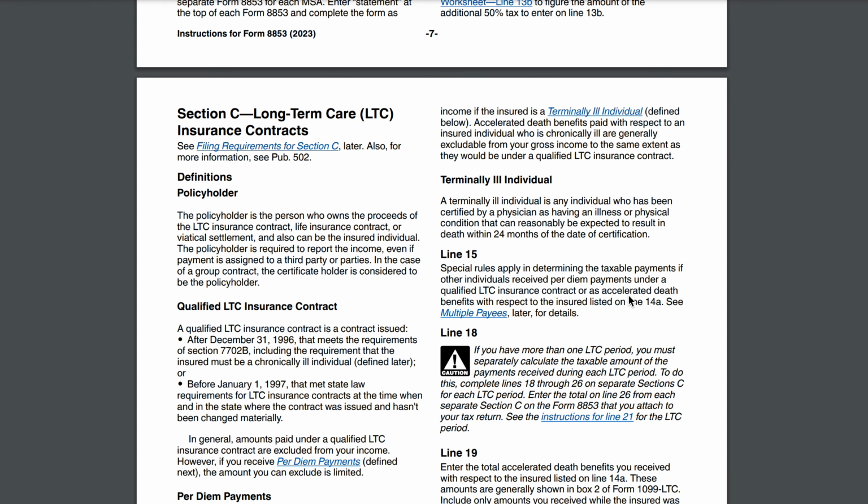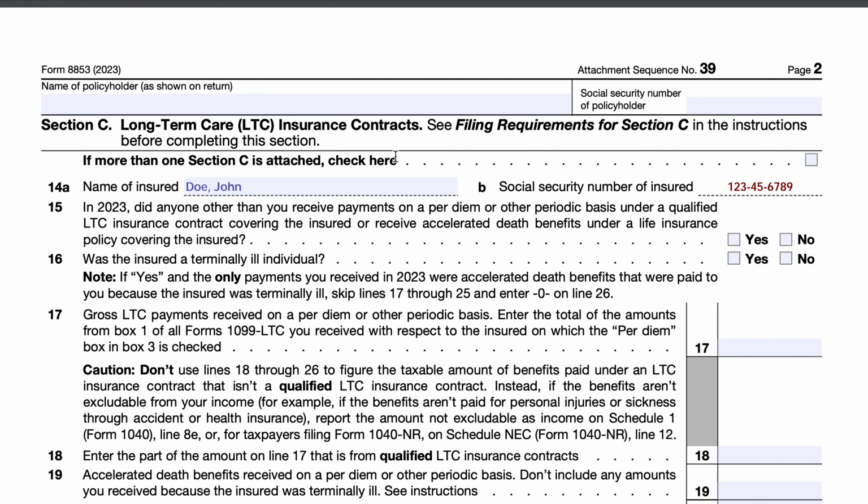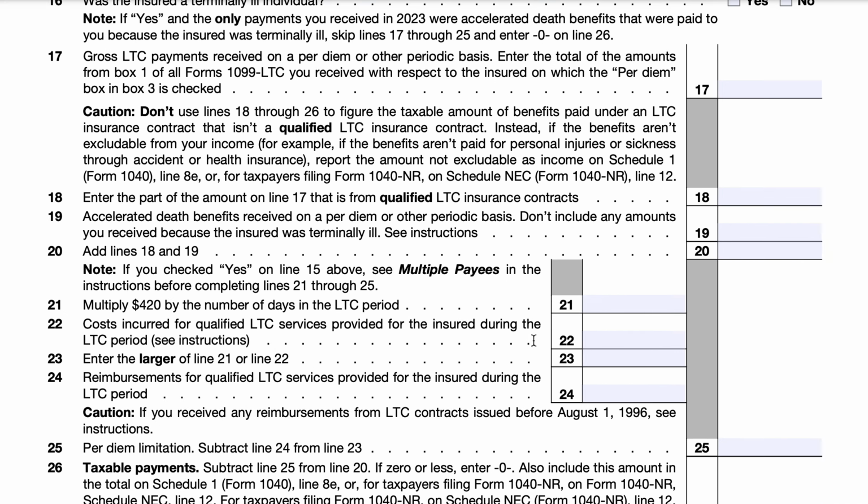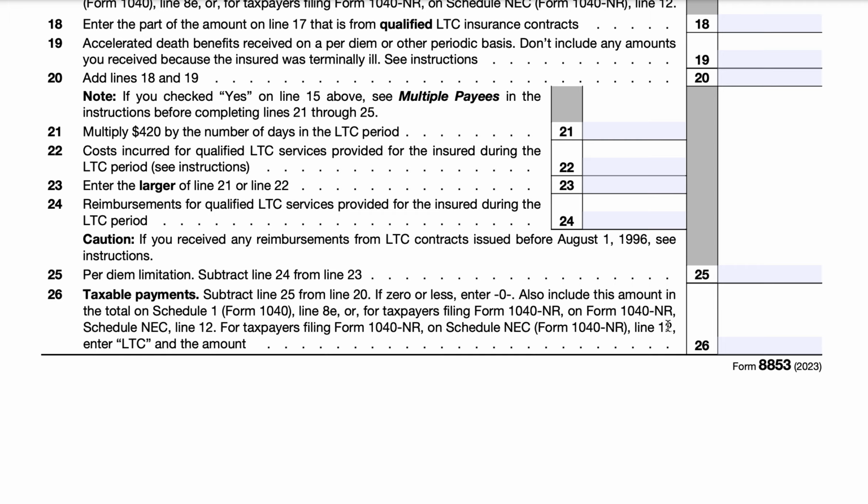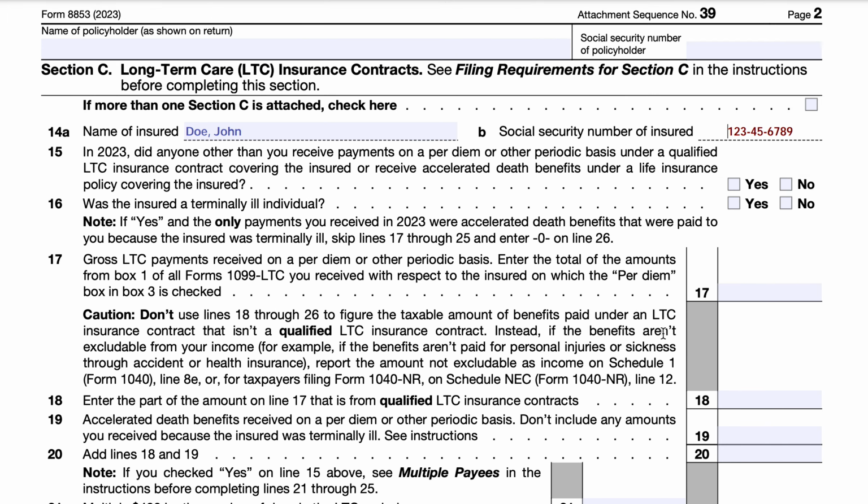So there's not a definition on the IRS website, but if there is a terminal illness diagnosis, and the only payments that you received were accelerated death benefits because of this, then you can just go all the way to the bottom. Nothing is taxable. So nothing is taxable for a terminally ill individual. So let's just say that these two are no.